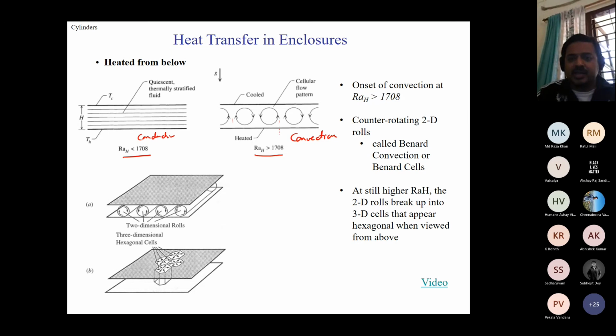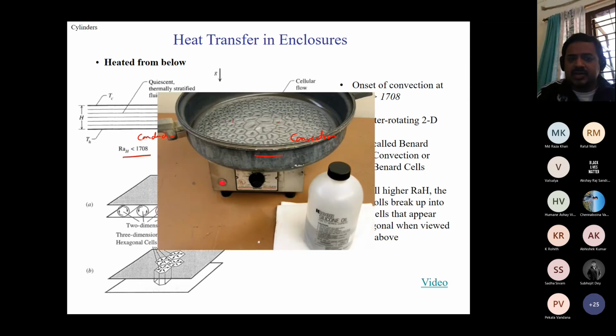There's a video here which you can see later, but what you see is like boiling of glycerine, and you see some of these cells from the top, these hexagonal cells. This is not impressions on the bottom of the vessel. These are actual cells, Bénard convection cells. And then there's another video where also you can see.